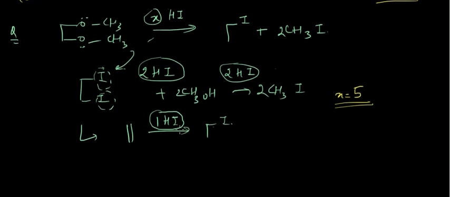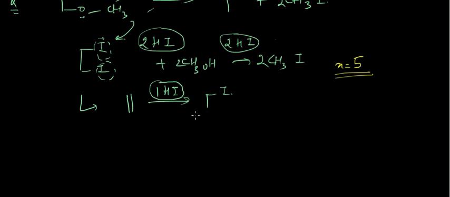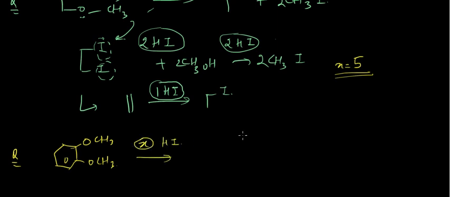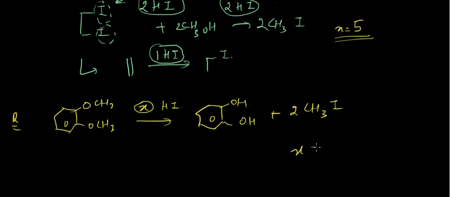Okay, let us see the last example where we have OCH3 and OCH3 here. And X moles of HI would be used here to convert the substrate into a product like this plus 2 CH3I. So what would be the value of X here? X would be 2 here.